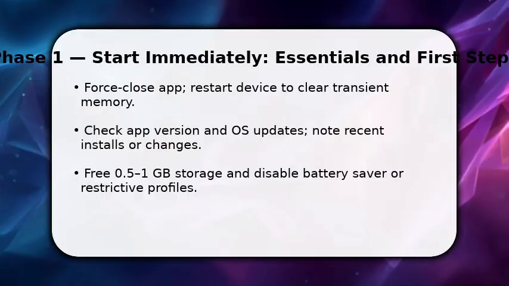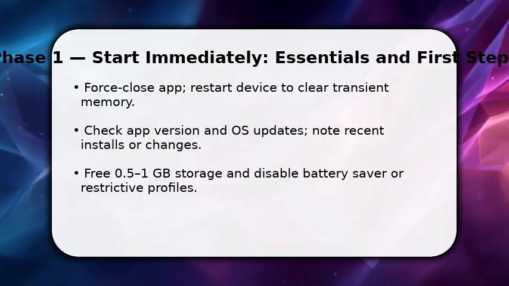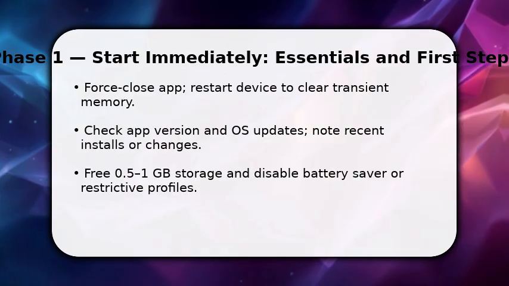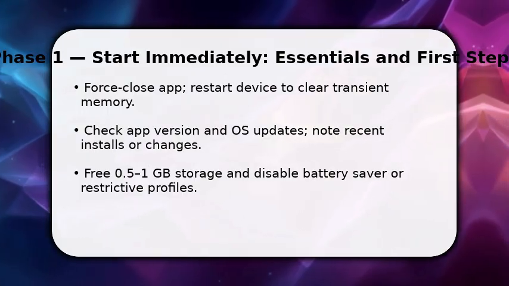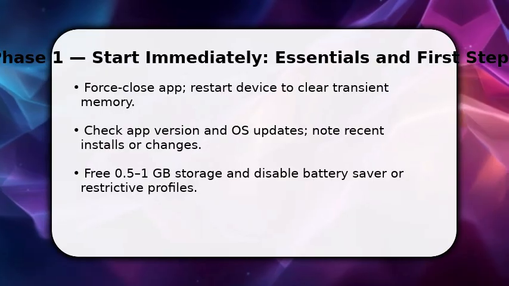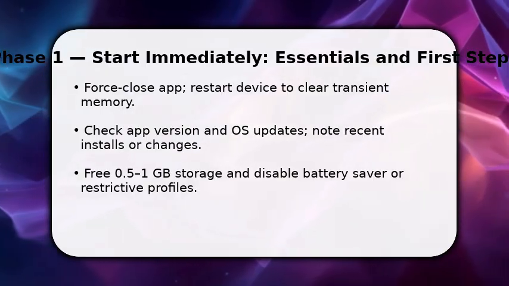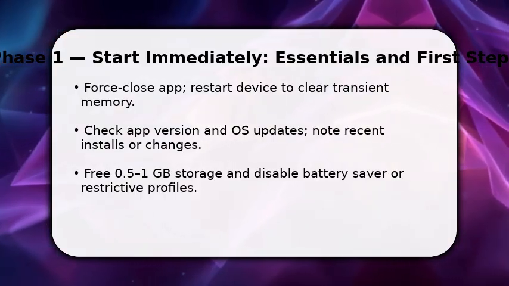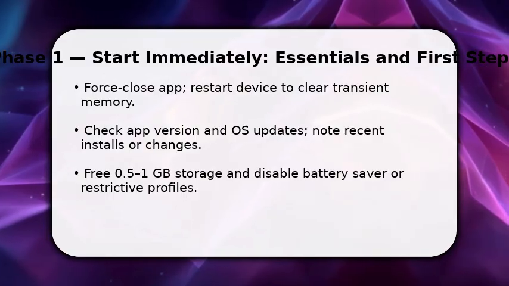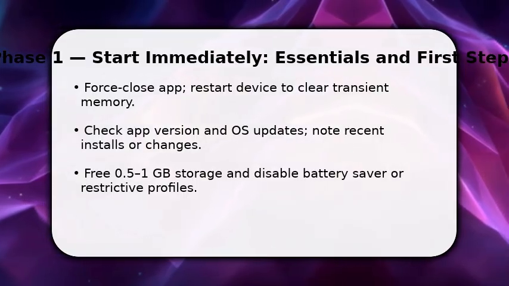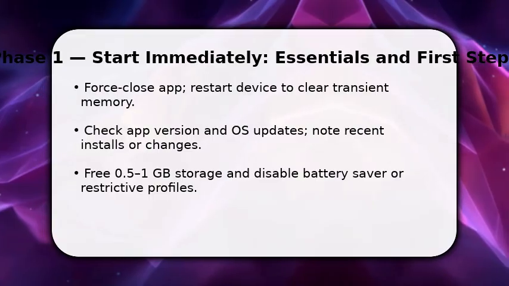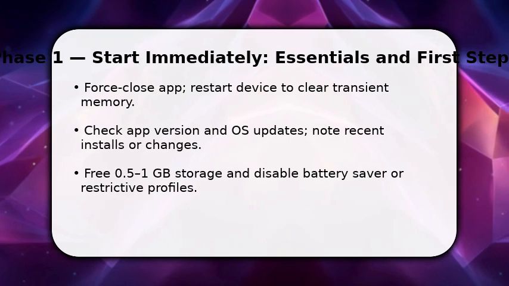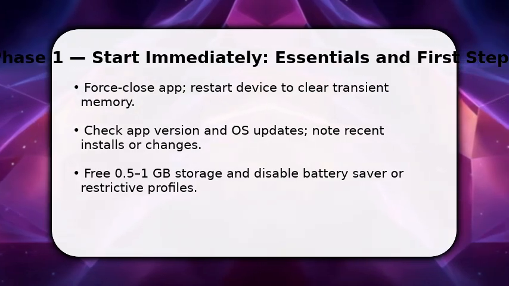Enjoy the video. You begin by doing 3 immediate things. Force close the crashing app, then restart the device to clear transient memory and hung processes. Once restarted, open the App Store and confirm the app version and OS updates. This prevents compatibility faults. While you're there, free at least 0.5 to 1 GB of storage and disable battery saver or restrictive profiles, because low storage and aggressive restrictions commonly cause random crashes and slow resource allocation.